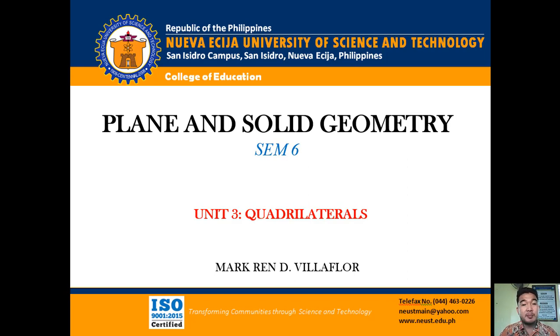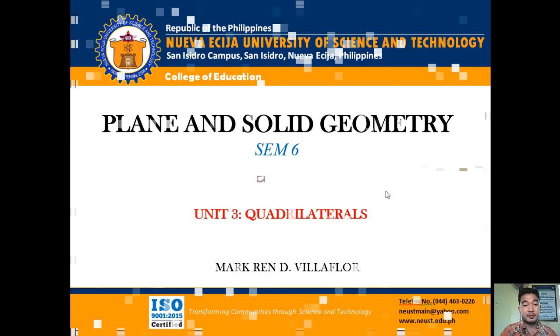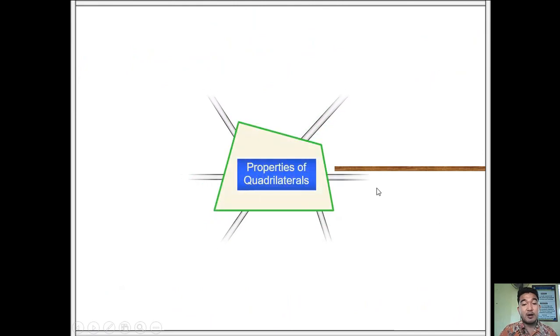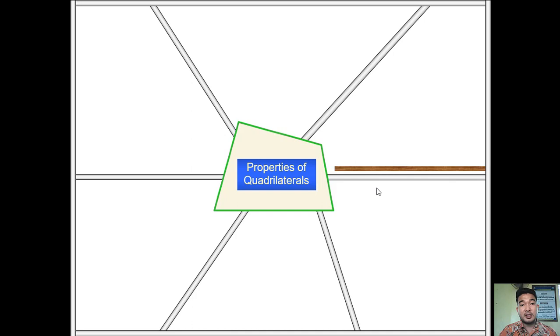This day, we'll be dealing with another lesson in Sem 6, the plane and solid geometry, and that is all about the unit 3 or the quadrilaterals. Let us first state the different names of quadrilaterals. When we say quadrilaterals, it is a four-sided polygon. Basta meron siyang apat na sides, quadrilateral siya.